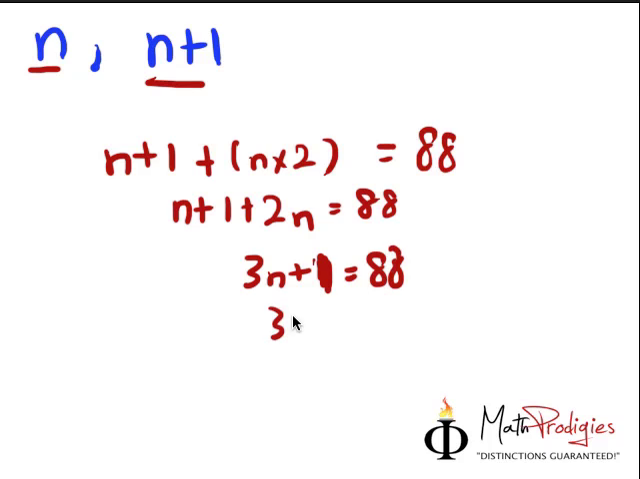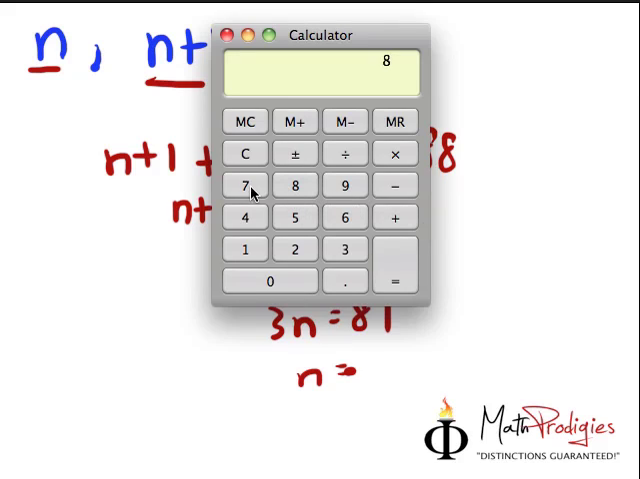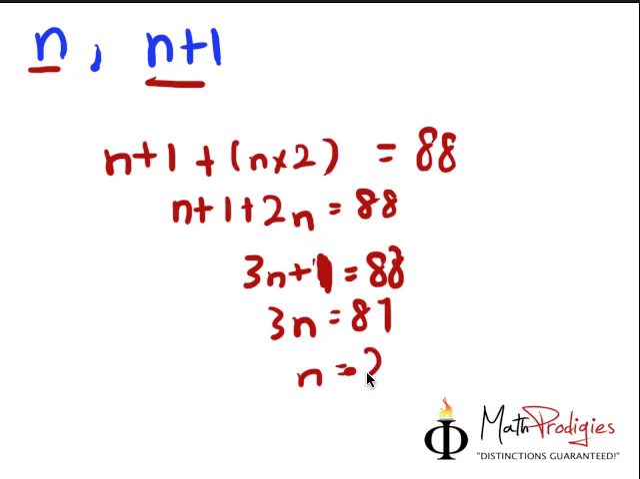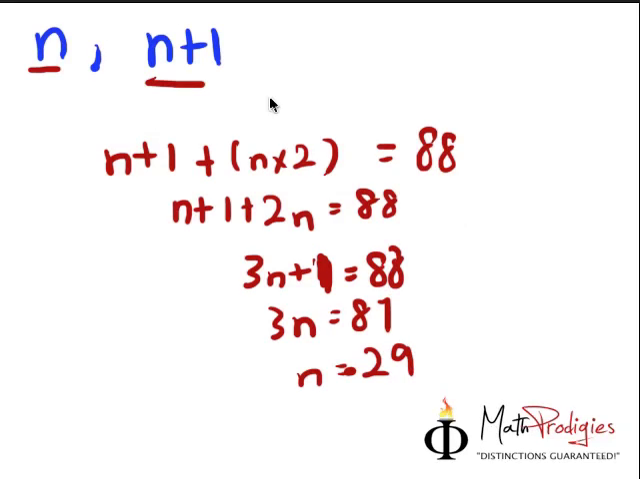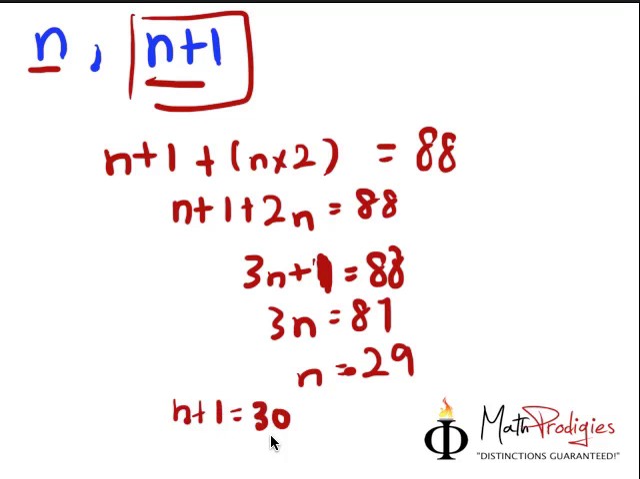Therefore, 3n equals 88 minus 1, which is 87. Therefore, n equals 87 divided by 3, which gives you 29, and therefore n equals 29. What's the question? They asked to find the larger number. The larger number is n plus 1, therefore n plus 1 equals 30. Voila. Very, very simple.